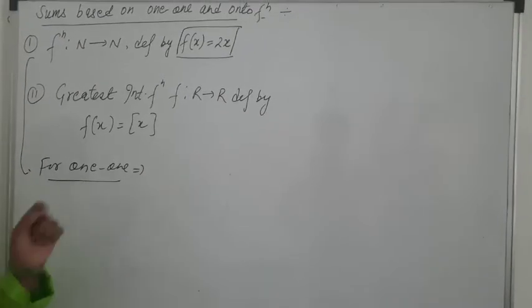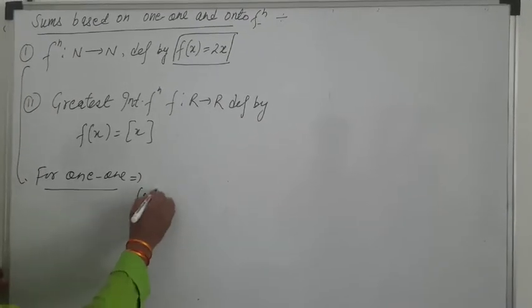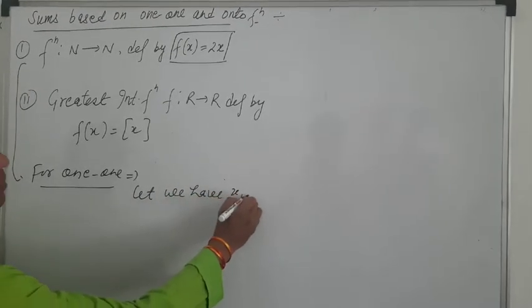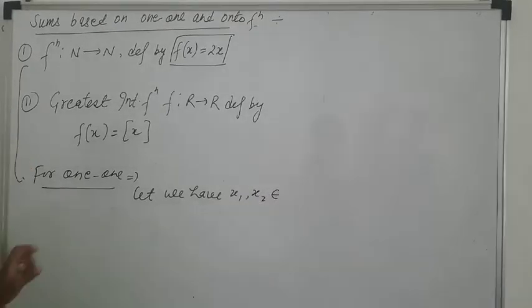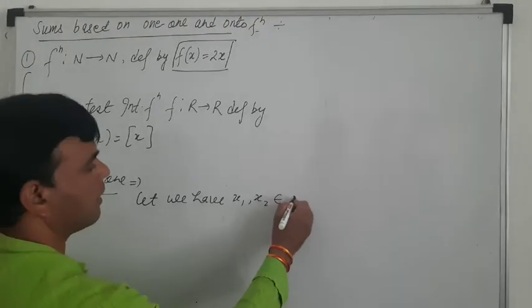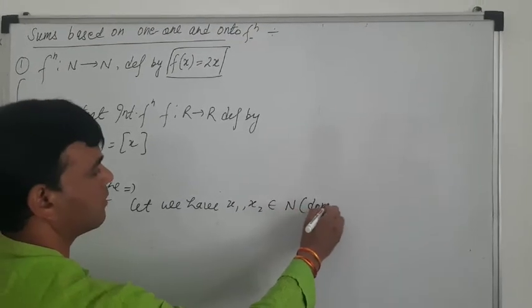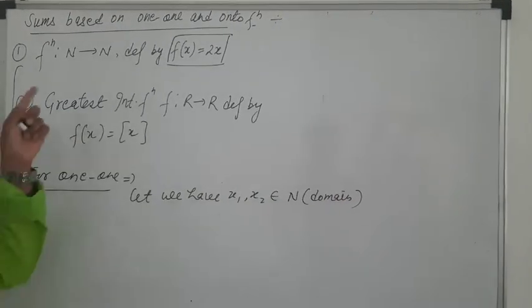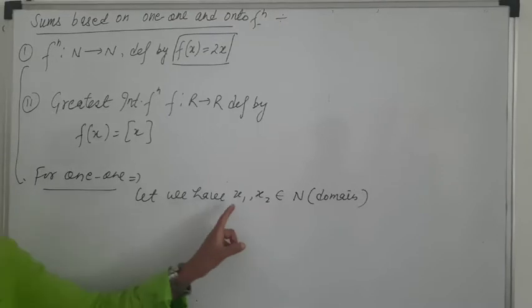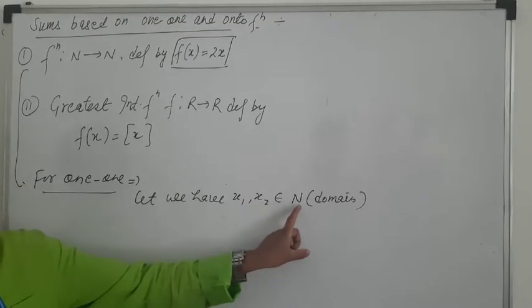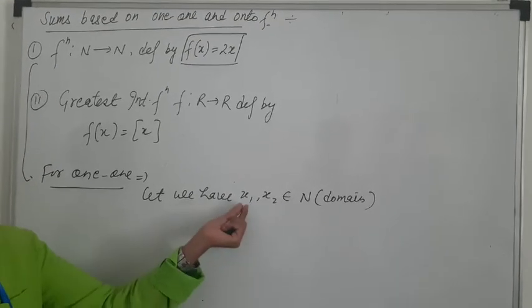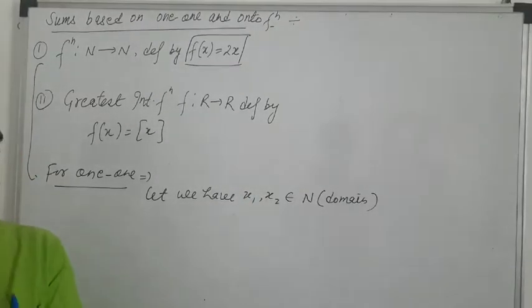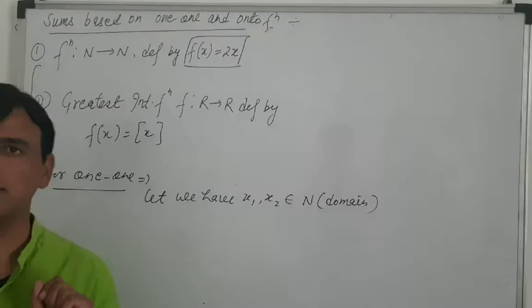Since you better know that, let we have x1, x2 belongs to N, that is the domain of the function. So according to the definition of a one-one function, if we have taken any two elements of the domain, then the images of these two elements must be different. And if this condition happens, then you can easily say that this function is one-one.